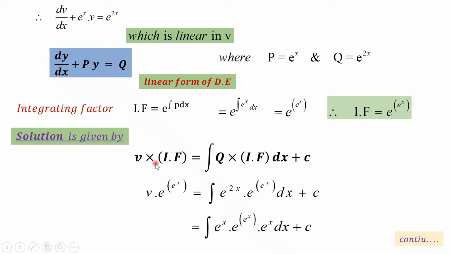Dependent variable v into I.F. equals integral of q into I.F. dx plus c. Substitute the value of I.F. over here. We get v into e raised to power x equals integral of e raised to power 2x, that is the value of q, dot e raised to power x, that is the value of I.F. Integrate this with respect to dx.